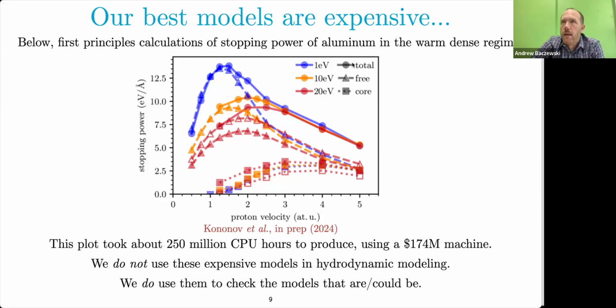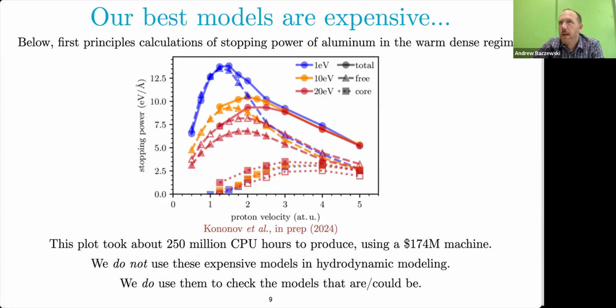And you don't necessarily need to understand the distinction between total, free, and core here, though if you are interested in reading the paper we're putting together on these results, that will be relevant. But for the purposes of today's talk, it's worth noting that this specific figure took about 250 million CPU hours to produce using a $174 million supercomputer sitting in northern New Mexico at Los Alamos National Laboratory. Producing figures like this is the sort of thing we use these giant computers for, and we use them at scale to do these calculations.